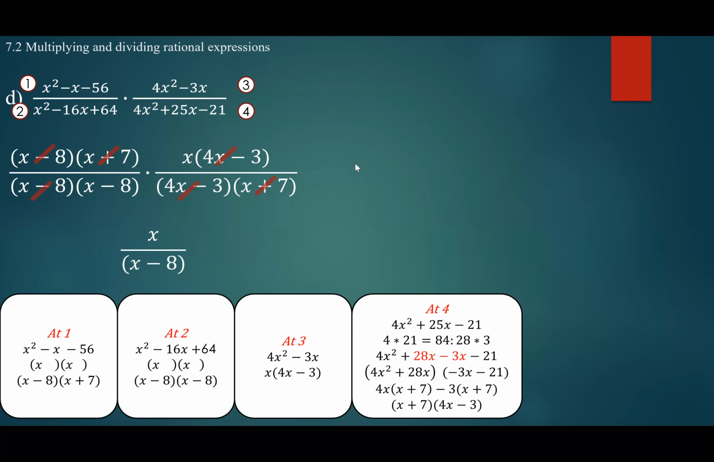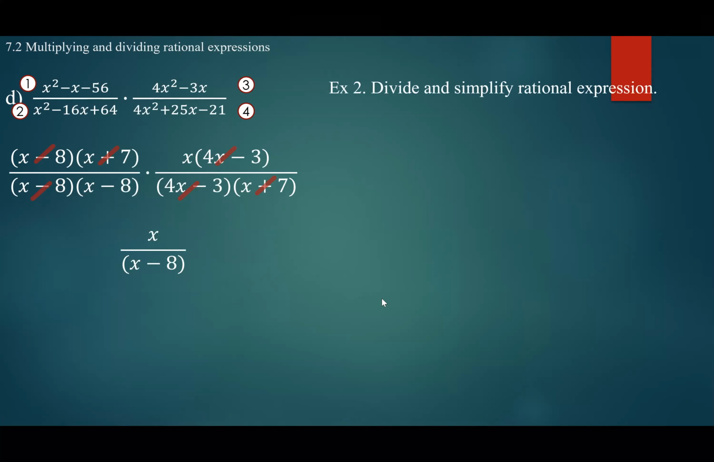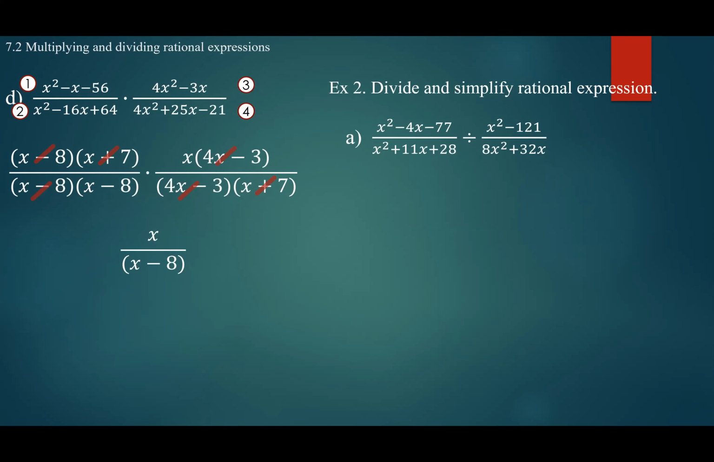So let's take a look at the last item we have in 7.2, and then I will take any question you might have. The last example we have in 7.2 is how we can divide and simplify rational expressions. What I want to point out to you guys is that example 2 is just the same as example 1. Multiplying and simplifying rational expressions is very identical to dividing and simplifying rational expressions.